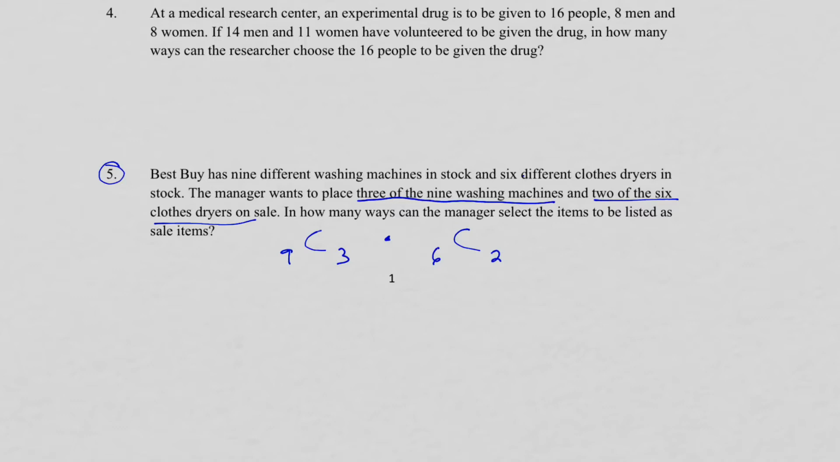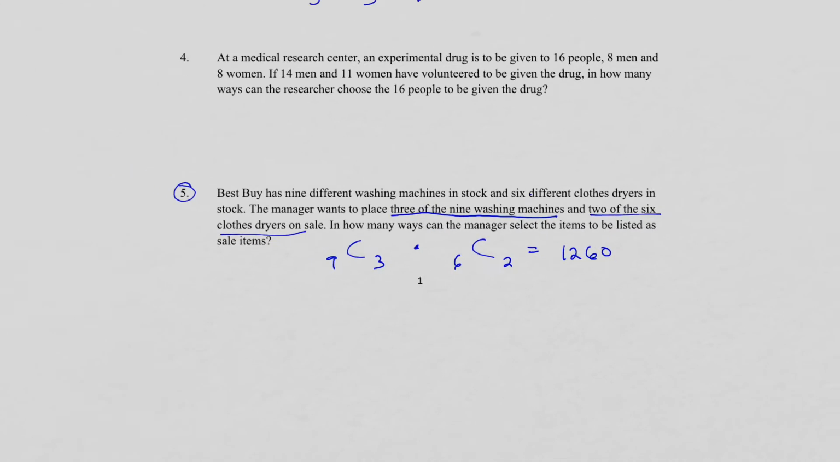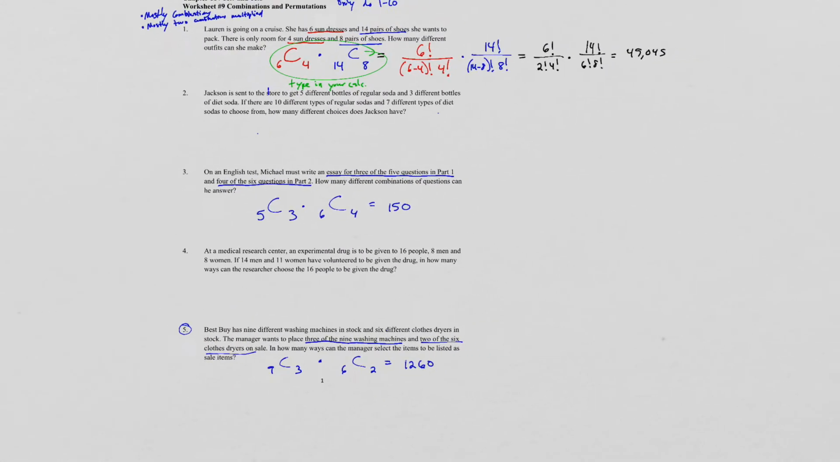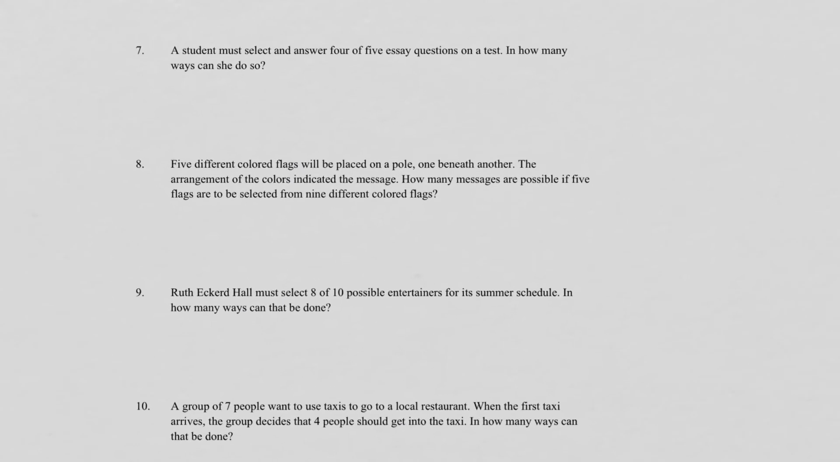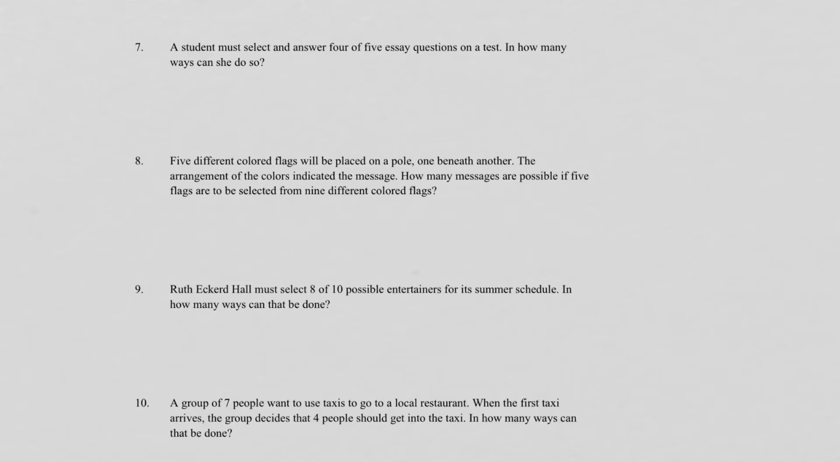Okay, and you type this in your calculator, accessing your combination functions. And that's going to give you 1260. Okay, so that's 3 so far. Let's do the last 2 for the odds. Number 7.